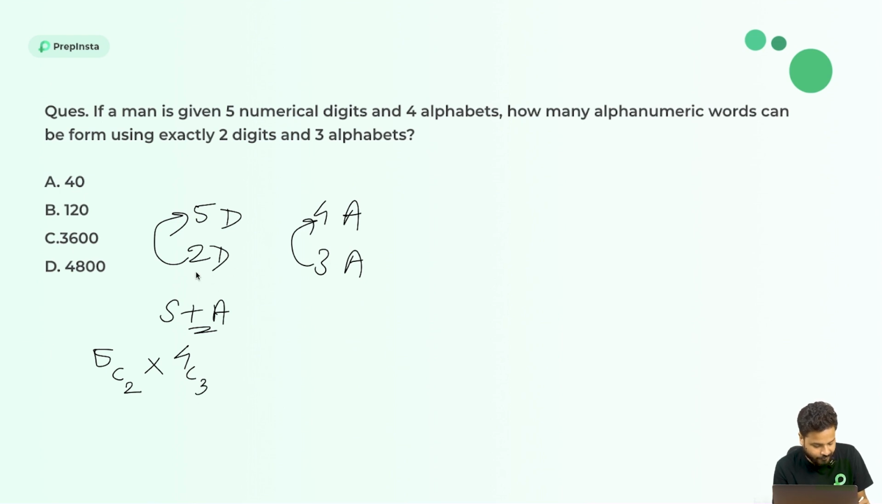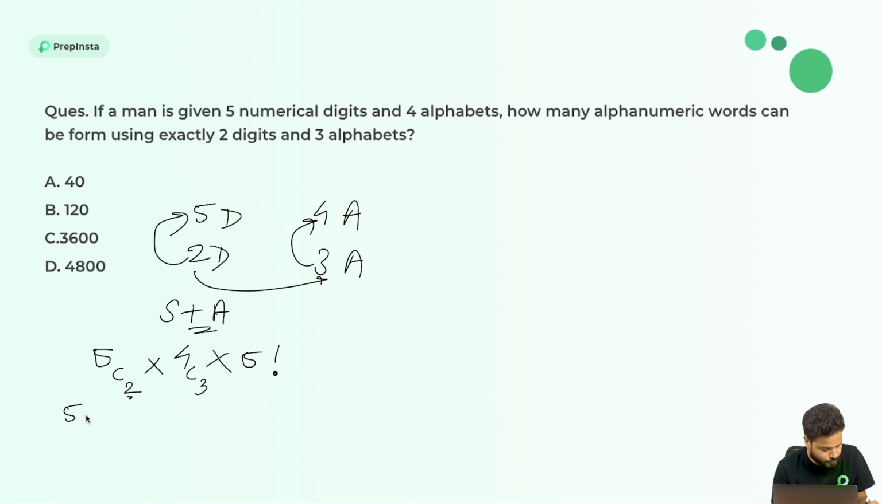So that way I'll have 5 characters, right? 2 digits and 3 letters. But I have to arrange them to create alphanumeric words. So there are 5 characters in total. So how do I arrange them? To arrange them, I have to use 5 factorial. I can arrange them in 5 factorial ways, the way we have done it for the vowels and the consonants in the previous question, right?